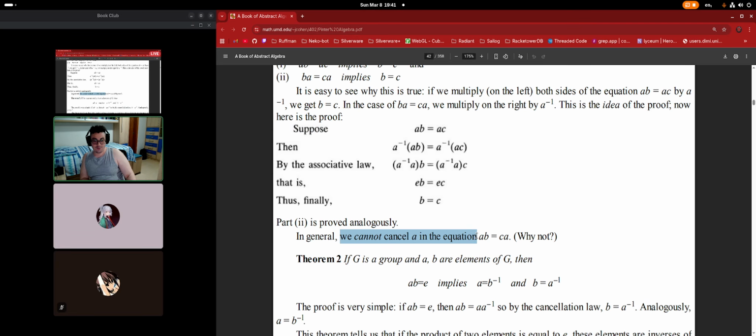Why can't we cancel this? Because to make this true, you would also have to be an abelian group, which we are not. Yeah, it requires commutativity, which is not true of groups in general. Exactly.